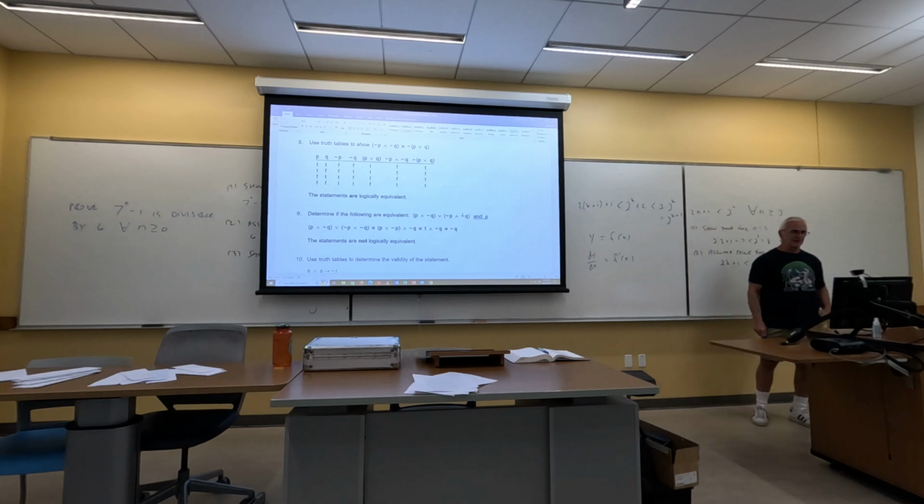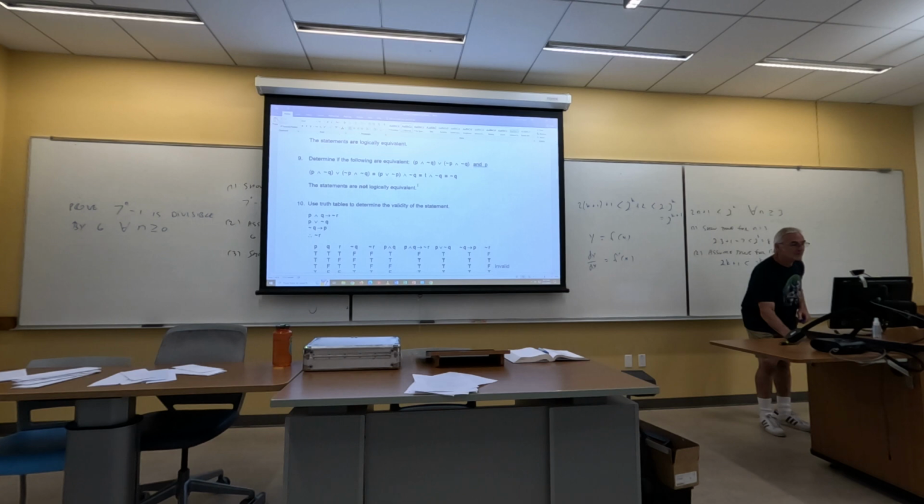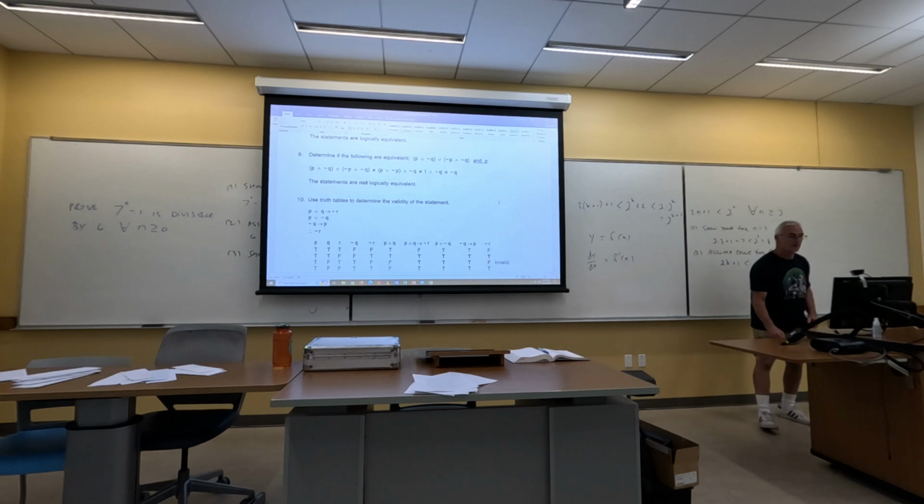That's supposed to be clean. That really is supposed to be clean. So your conclusion is yes, because your truth tables are identical. And again, same thing here. Now, in this case, hold on. Where are we?